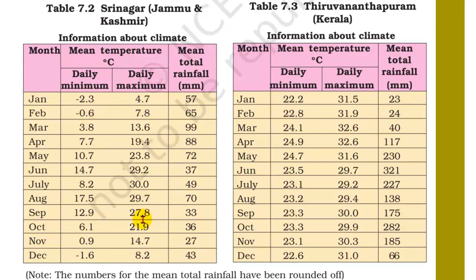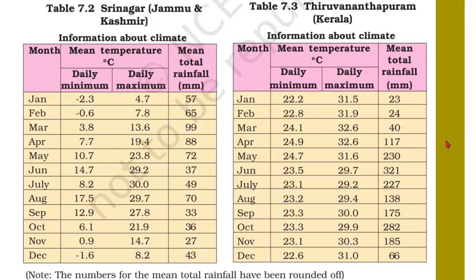So by observing this data, we can easily see the difference in the climate of Jammu and Kashmir and Kerala. We can see that Kerala is very hot and wet in comparison with Jammu and Kashmir. Likewise, we can study the data for the western region of India.